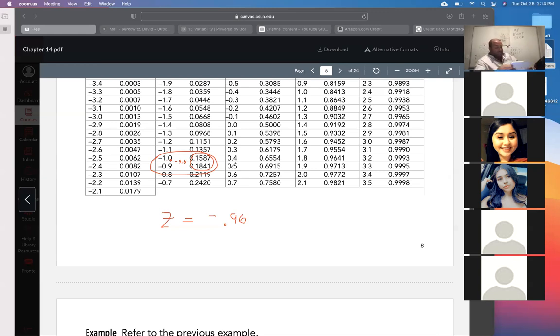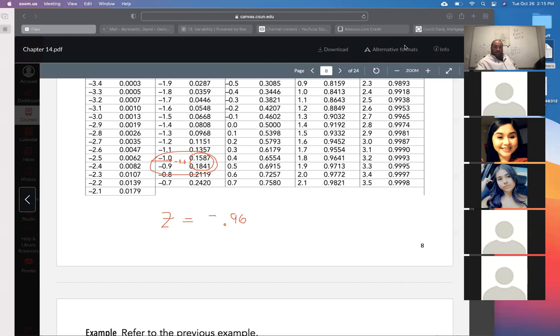So you have 2 options. One is you approximate. You say, well, 0.6 is about halfway between negative 0.9 and negative 1. So we'll take the value about halfway between them. What number is halfway between 0.1841 and 0.1587?